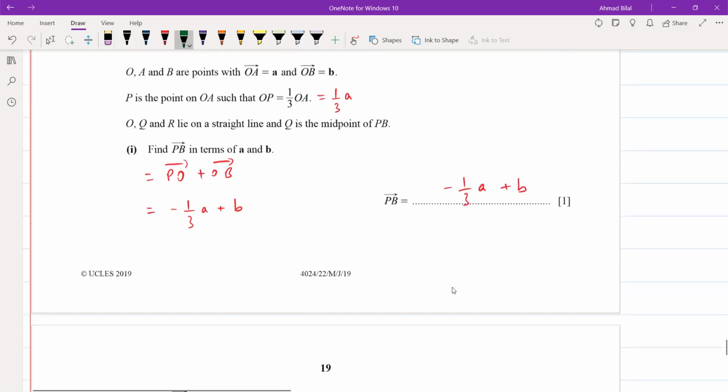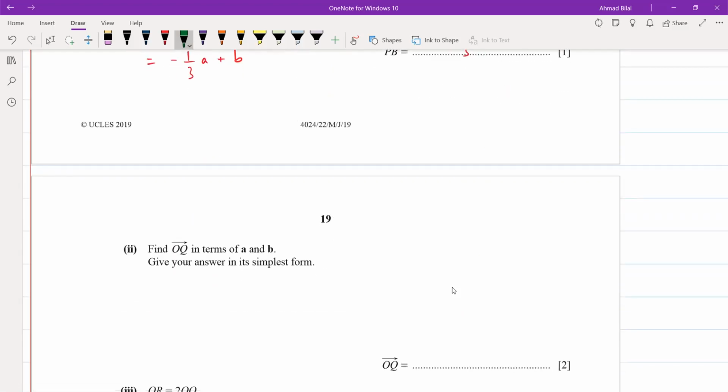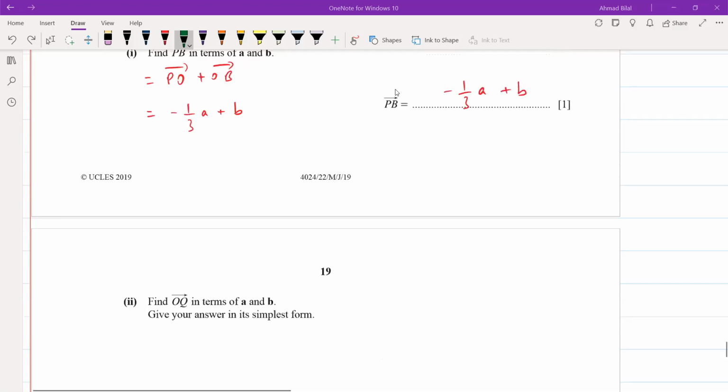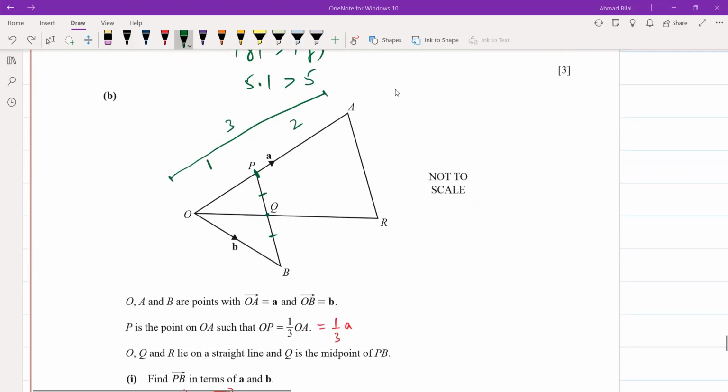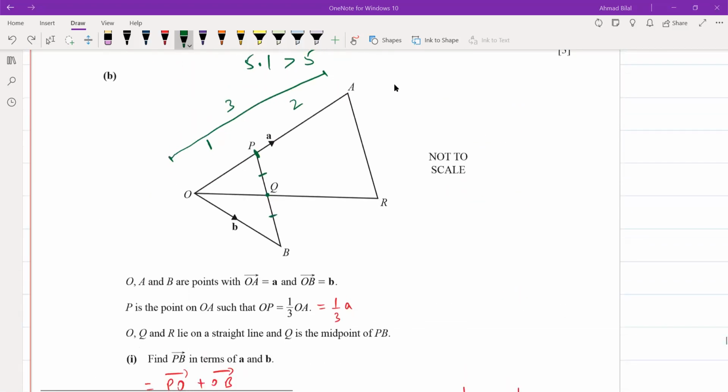Okay. Now in the second part it says find OQ in terms of A and B. Give your answer in the simplest form. जब उसने लिखा हो simplest form के अंदर तो वहाँ पे simplification is necessary. You have to do the simplification. So this is what you're given here. OQ in terms of A and B. OQ find करते हैं. We start at O and end at Q. O से आपको Q पे जाना है. O to Q. Okay, so what can we do here?